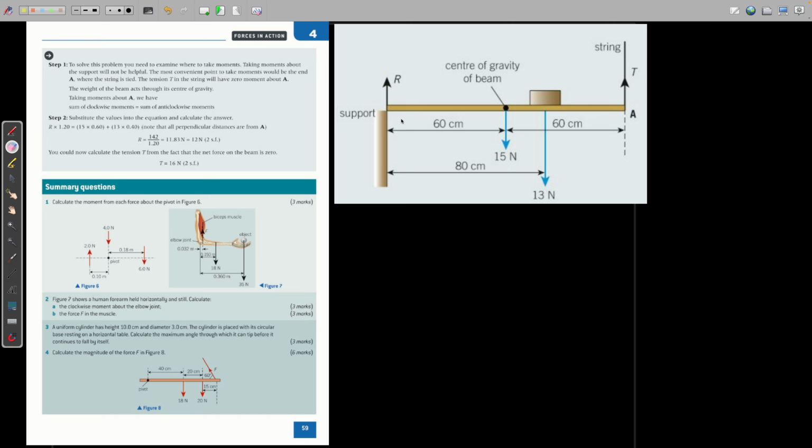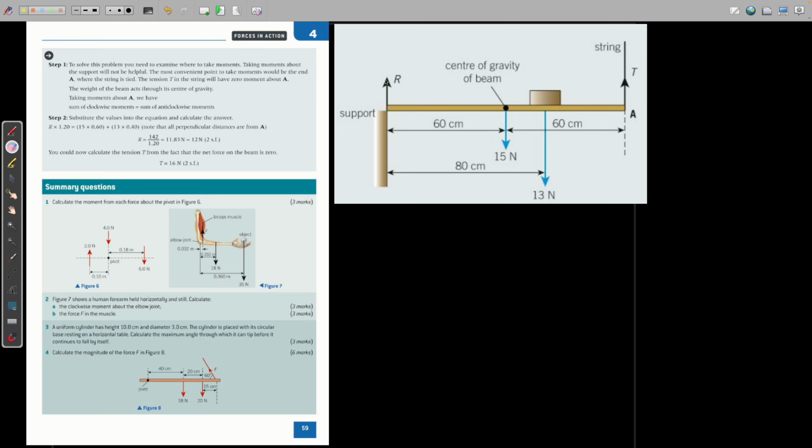So here's the uniform beam, and because it's a uniform beam, the center of mass is right in the center of the beam, so it's acting downwards, 15 newtons. We have got a weight sitting on the beam here, 13 newtons.